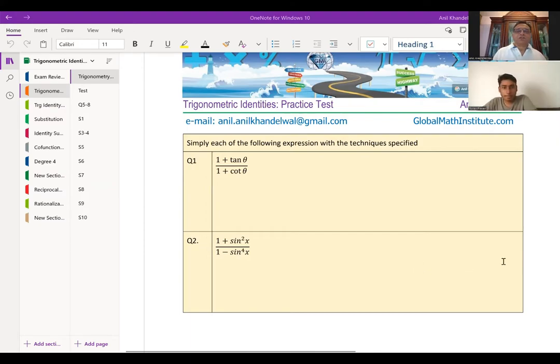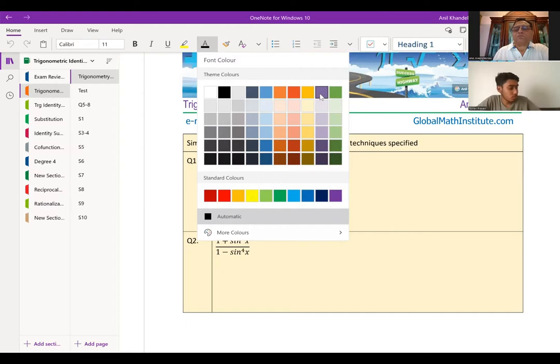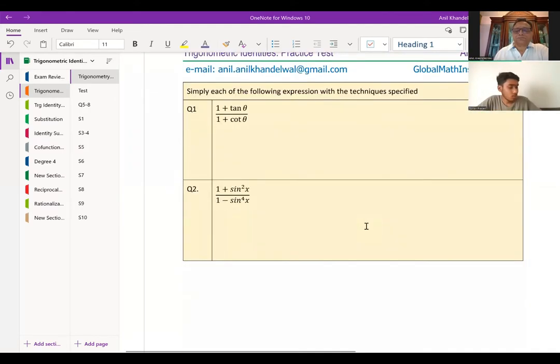Yeah, great. So the first type of question which we are looking into is: simplify each of the following expressions with the techniques specified. We'll actually develop our techniques as we move along. Okay. The first question for you is to simplify each of the following expressions. First is (1 plus tan theta) over (1 plus cot theta). How will you simplify this expression?